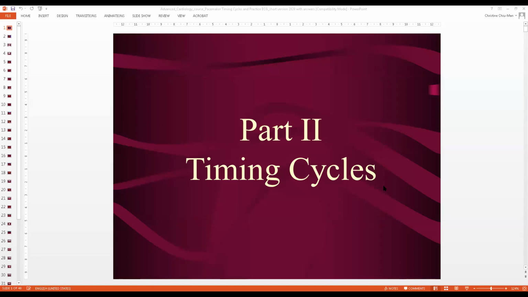So timing cycles is very important, but it's also a very dry topic. But it's important for you to be able to recognize very quickly if there are some concerns about a pacemaker not pacing properly. So we're going to go right into it.